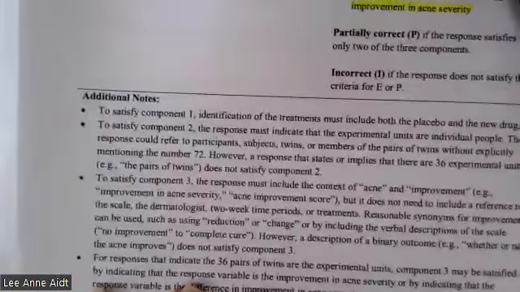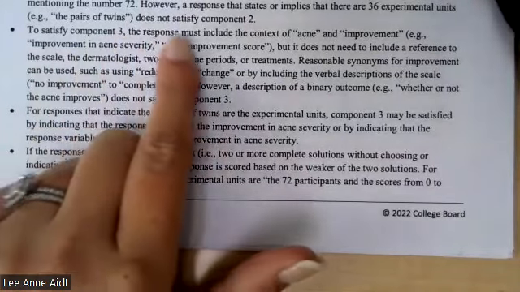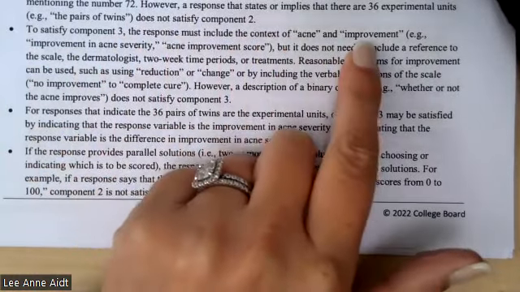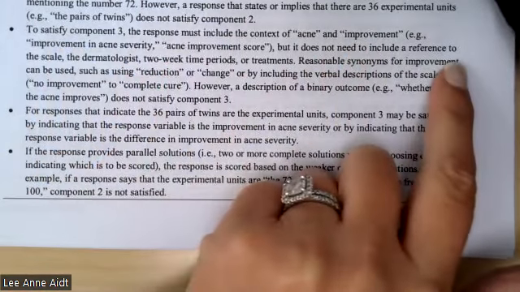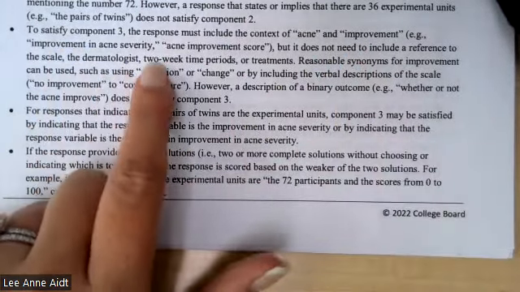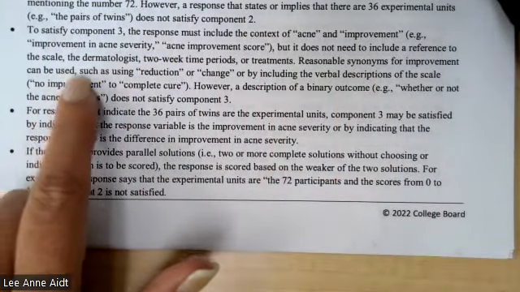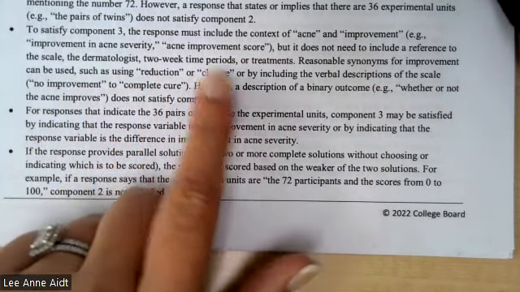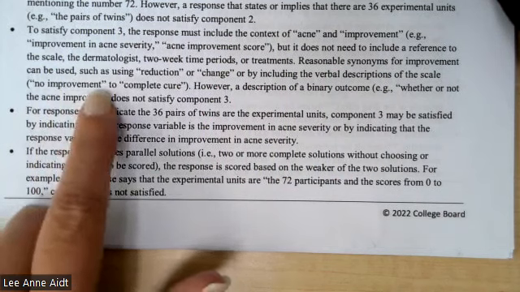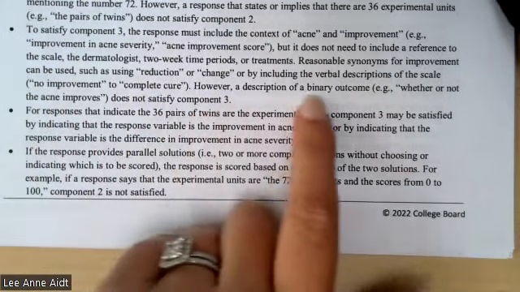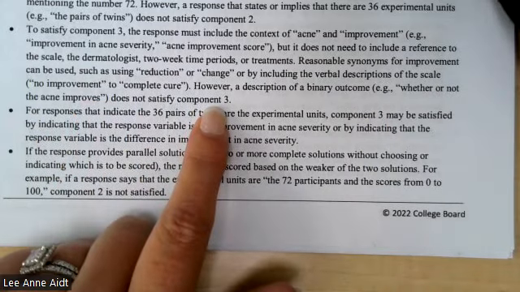Okay. I'll read this. It says, to satisfy component 3, the response must include the context of acne and improvement. Acne, but it does not need to include a reference to the scale, dermatologist, 2-week time periods, or treatments. Reasonable synonyms for improvement can be used, such as reduction or change, or by including the verbal descriptions of the scale, no improvement to complete cure. However, a description of the binary outcome, whether or not the acne improves, does not satisfy component 3.